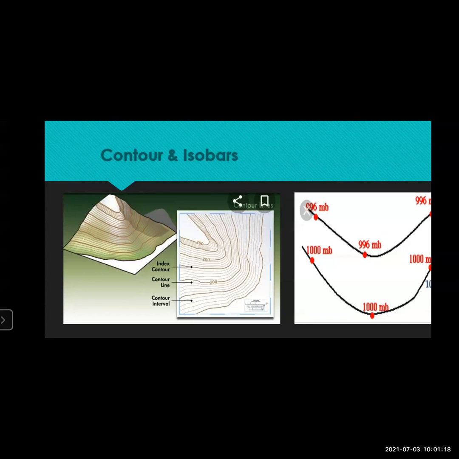So this is same in case of the isopleth method. The distribution is shown by the lines, by using the contour line, by using the isobar line, isoheight lines, different types of lines are there. By using the lines, the distribution is shown.